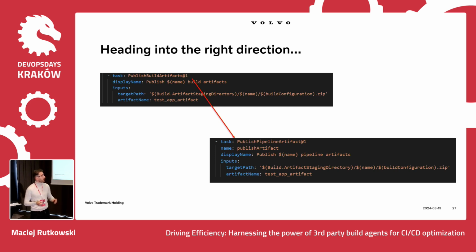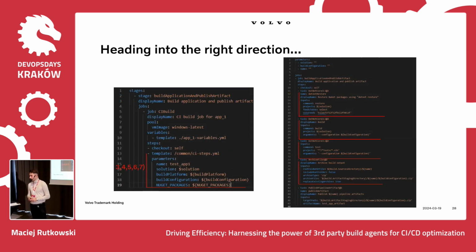If we don't need to publish the build to some other resource, we can just keep it in the pipeline and then ship it from there. Great. As we are heading in the right direction, we publish our pipeline artifact at the end.